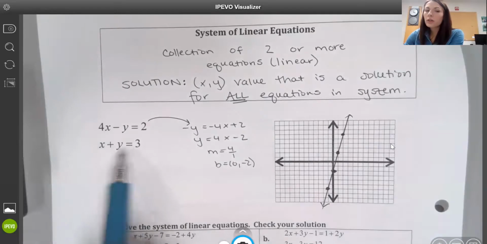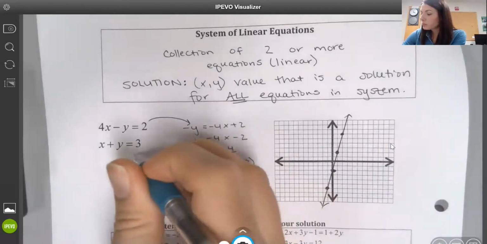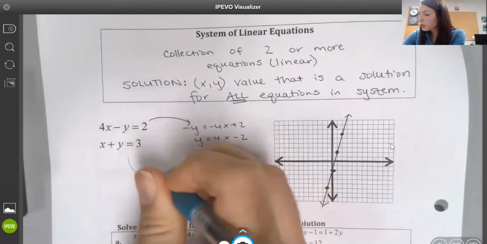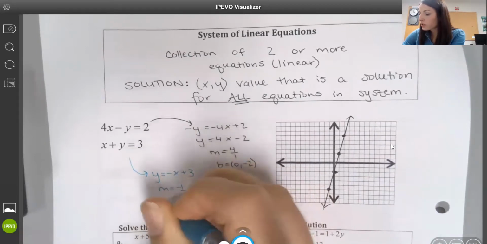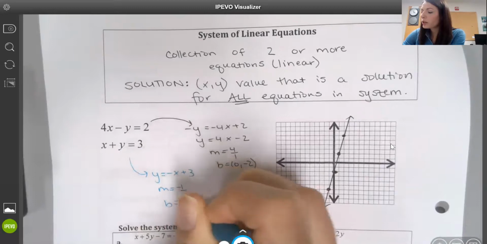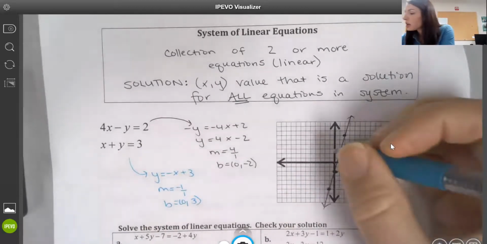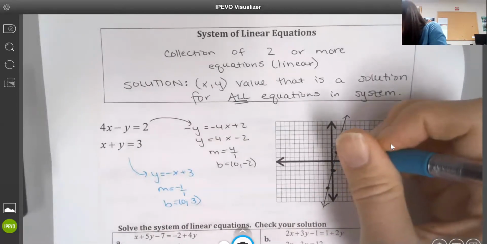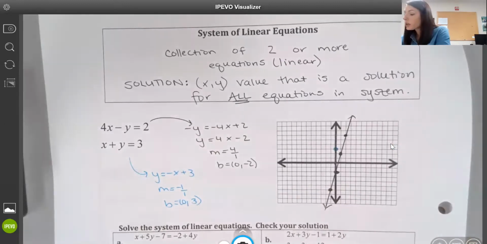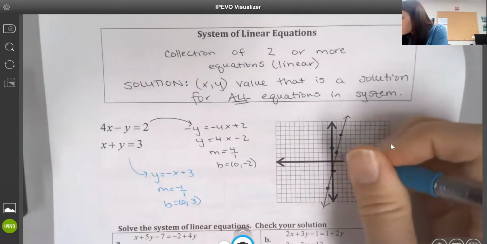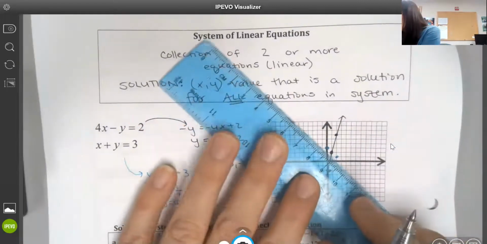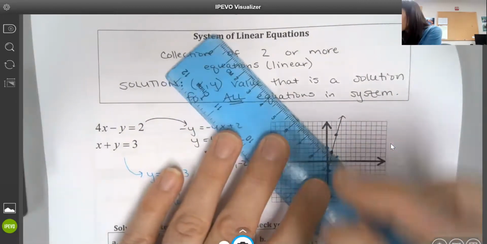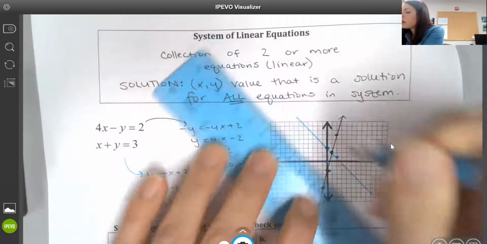Now I have this other linear equation that's in my system, and I subtract x, and I can see that my slope would be -1, and my y-intercept would be at 3. So I go 0, 1, 2, 3, and slope of -1. And I could get more points. The reason I stopped there is I already know my solution.